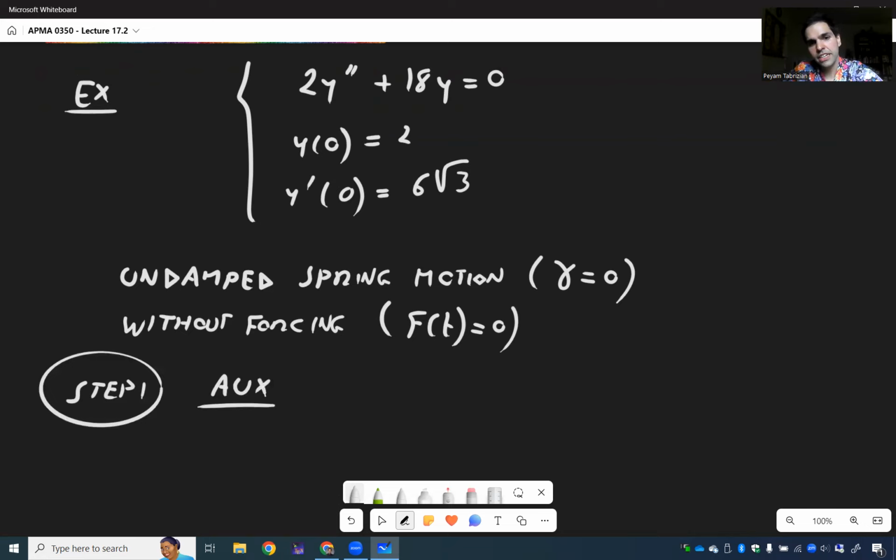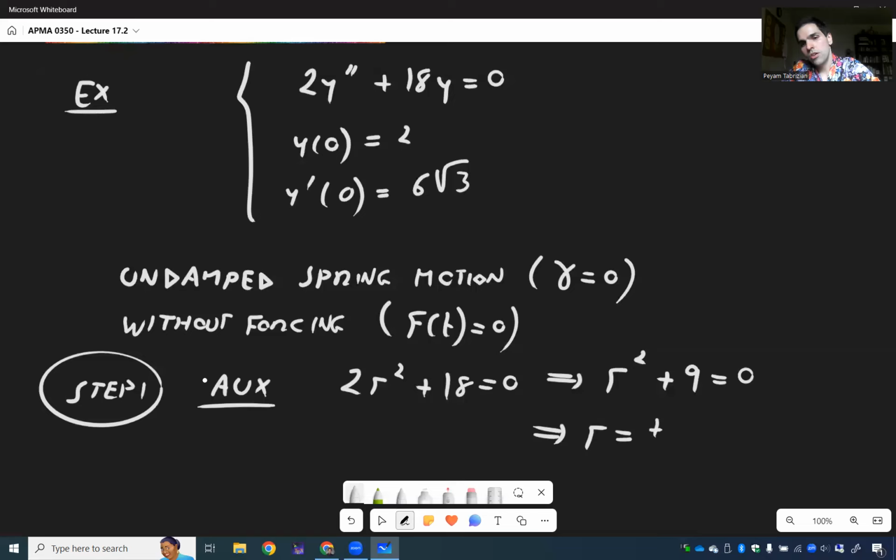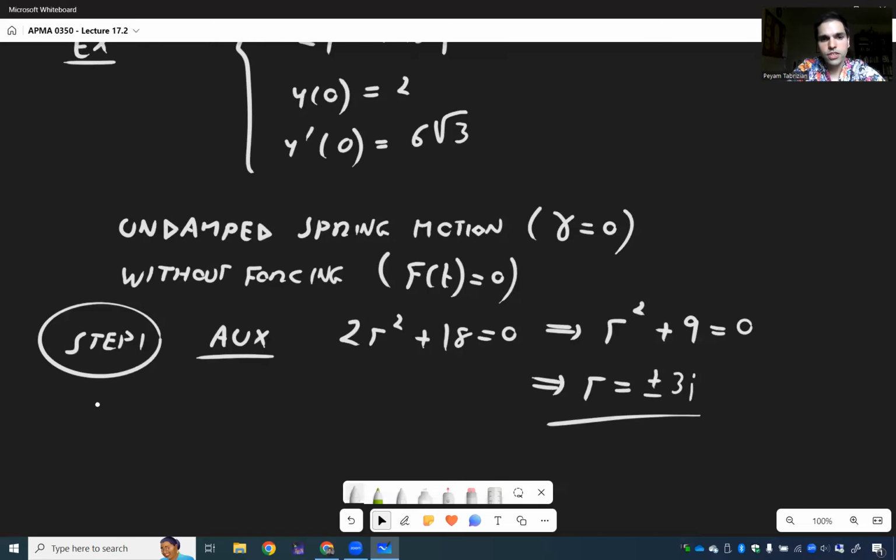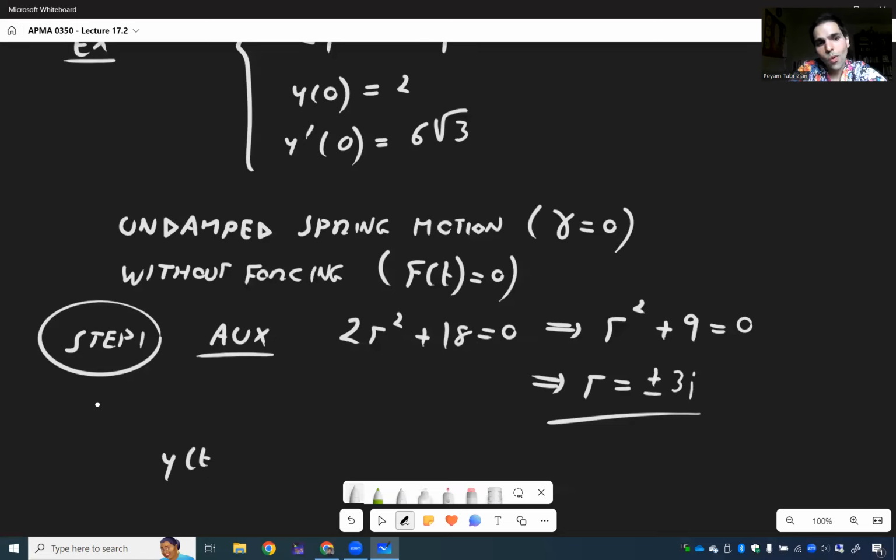The auxiliary equation is 2r² + 18 = 0, so r² + 9 = 0. So r is ±3i, which gives you the solution y(t) = a cos(3t) + b sin(3t).